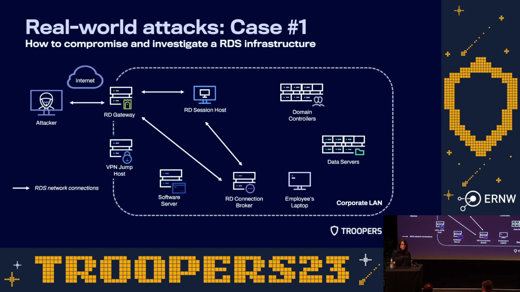And so this is the setup of the attack for the affected machines. We had the RD gateway, the RD session host to which the user would connect, our connection broker, so an RDS environment. We also had a VPN jump host, a software server, the employee's laptop, which was accessible via RDP, multiple domain controllers, as well as data servers.